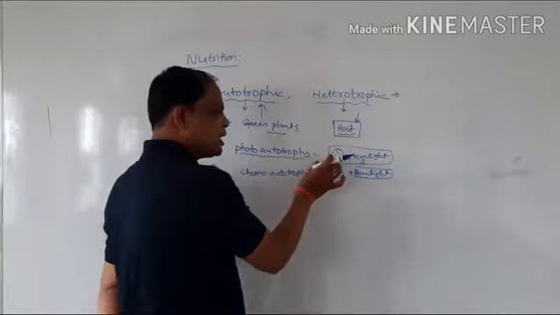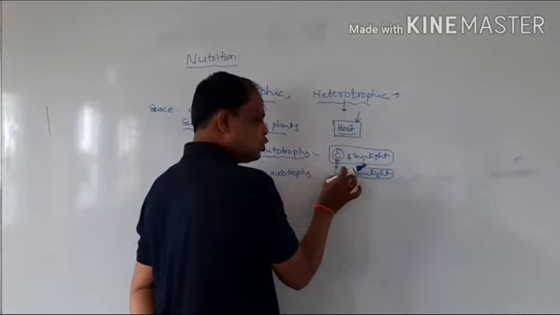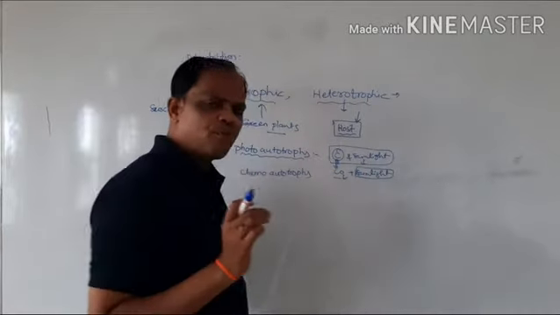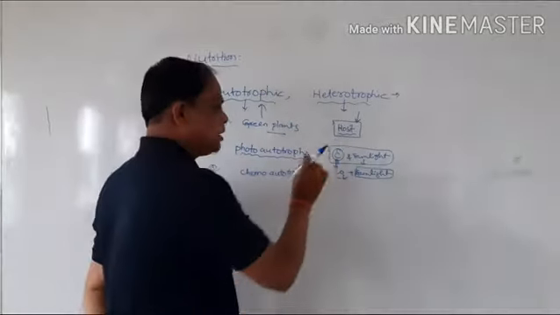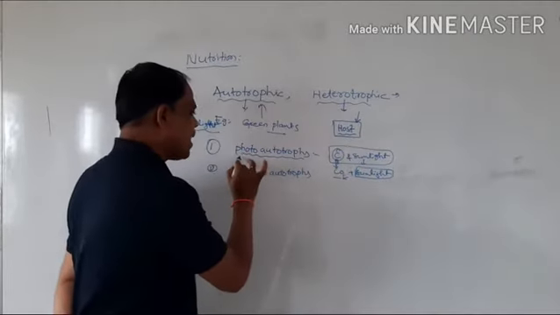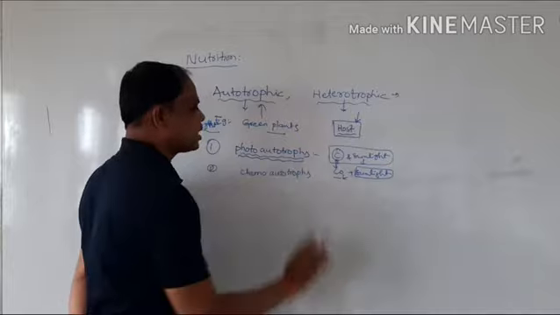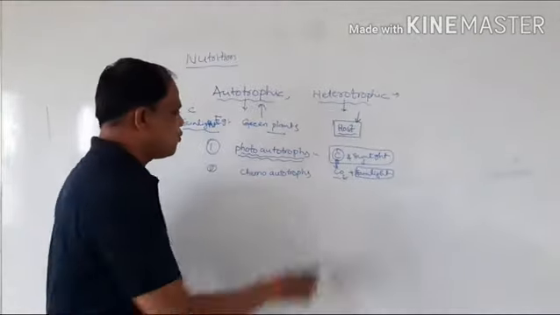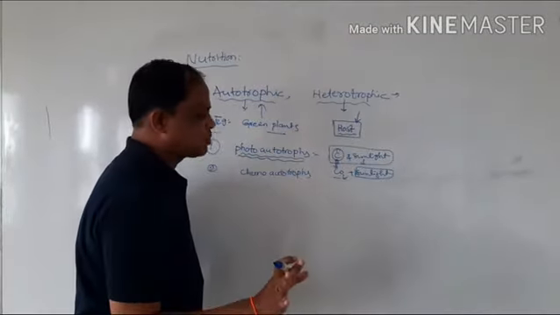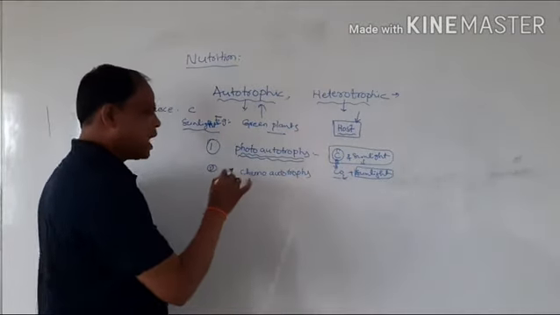Using environmental CO2 as carbon and sunlight as light, in the presence of chlorophyll, they can manufacture food materials. Such bacteria or organisms are called photoautotrophs.